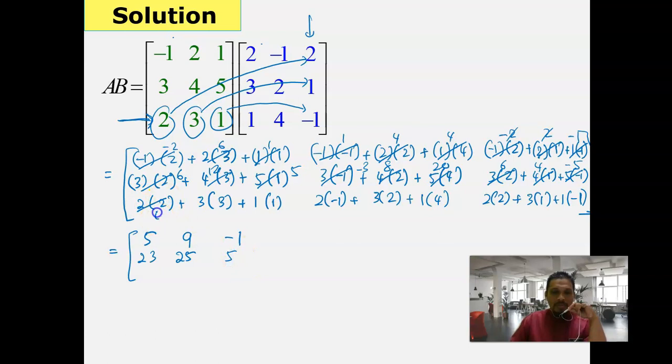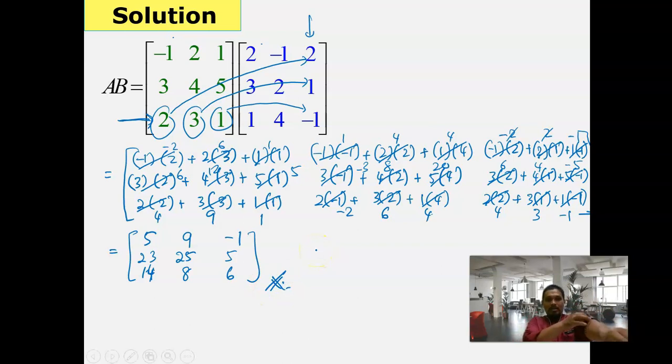Okay, now 2 times 2 equal to 4. 3 times 3 equal to 9. 1 times 1 equal to 1. 9 plus 1 equal to 10 plus 4, 14. Okay, this is negative 2, 6, 4. 4 plus 6 equal to 10 minus 2, 8. And 2 times 2 equal to 4. 3 times 1 equal to 3. 1 times negative 1 equal to negative 1. 4 plus 3 equal to 7 minus 1 equal to 6. So this is the matrix of A times B. And the result is also a matrix of 3 times 3.